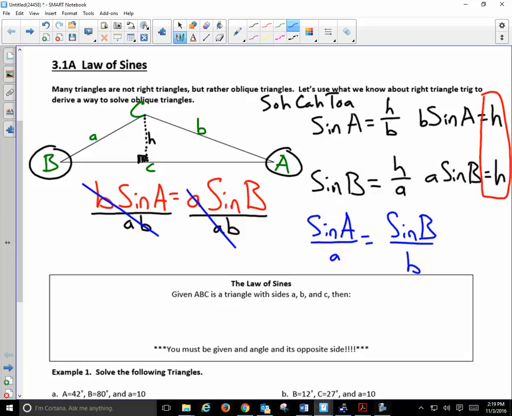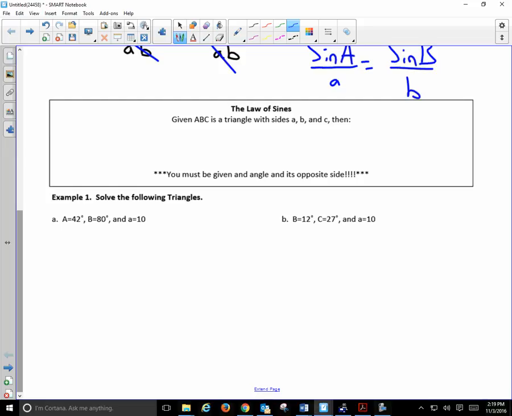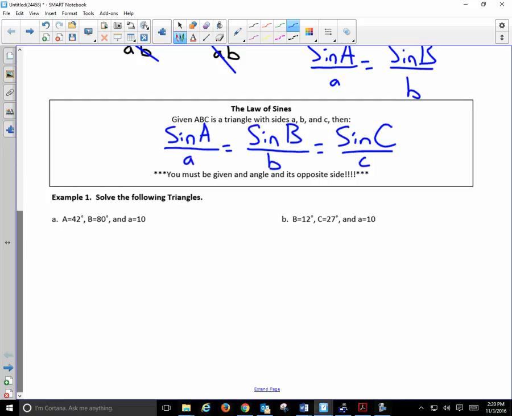No. So we have this law of sines. Given a triangle ABC with sides A, B, C, then we know this. The sine of angle A over side A equals sine of angle B over side B, which equals, anybody got the last part? Sine of angle C over side C. You got all of them. It's good news. And it helps us solve triangles that are not right triangles.